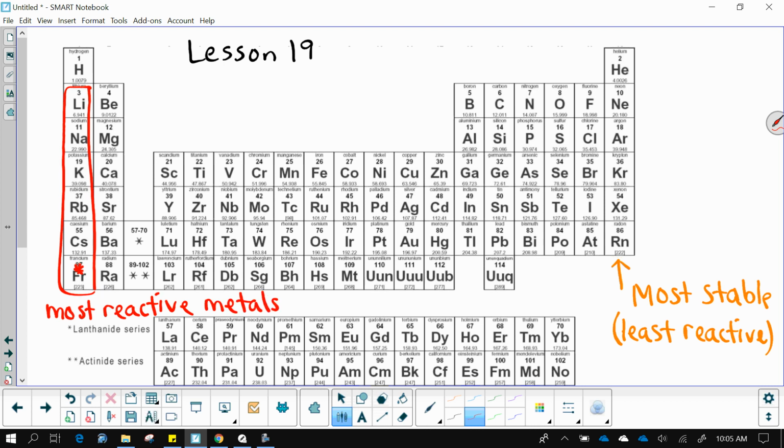And if you're really paying attention, you know the next question. Which elements are the most reactive nonmetals? It is the halogens. Most reactive, that's what I wanted.